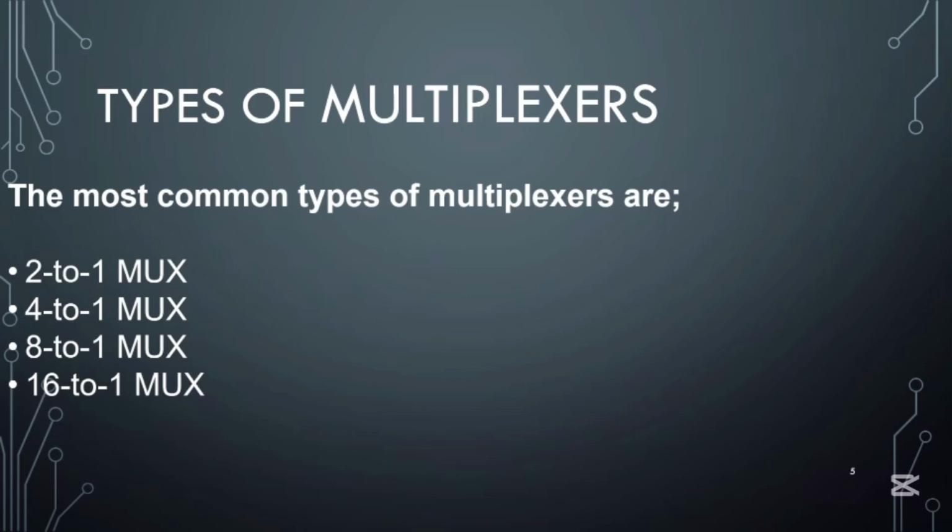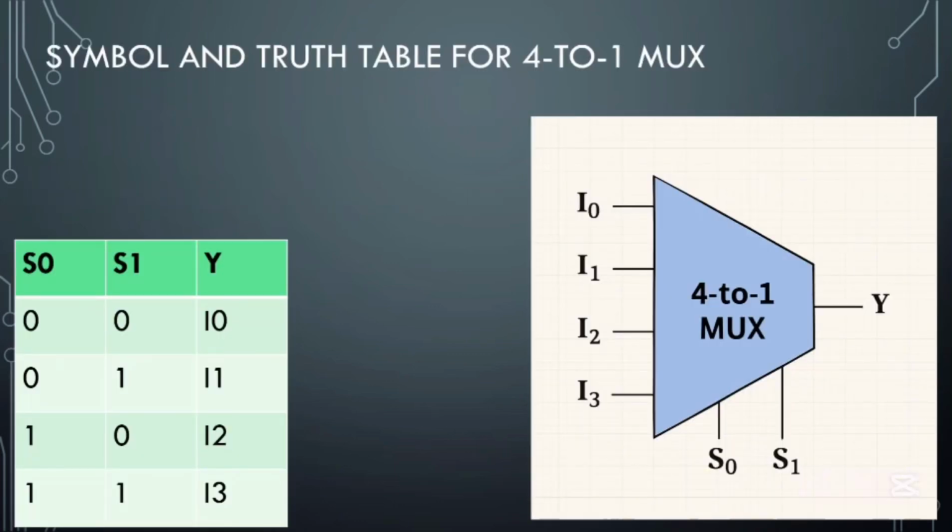In this slide, we're talking about some types of multiplexers. There are a few other types of multiplexers, but in this video, we're talking about the most common ones, which are 2-to-1 MUX, 4-to-1 MUX, 8-to-1 MUX, and 16-to-1 MUX. The 2-to-1 MUX means it has 2 inputs with one output signal, and then 4-to-1 has 4 inputs, 8-to-1 has 8 inputs, and 16-to-1 has 16 inputs.